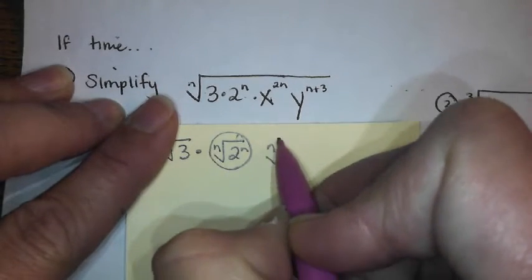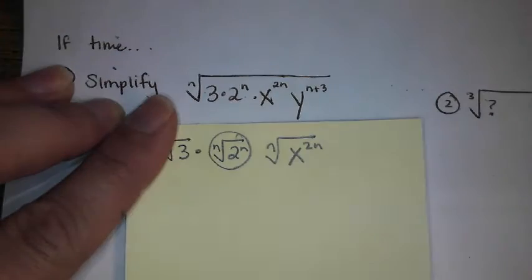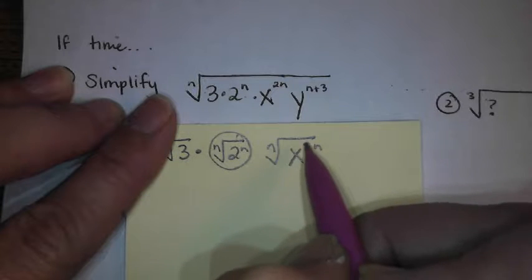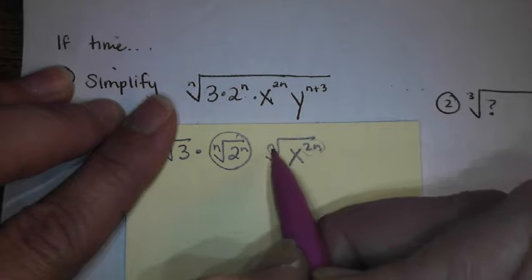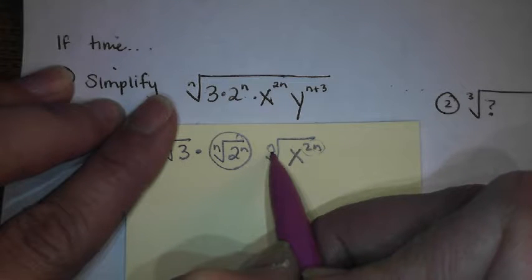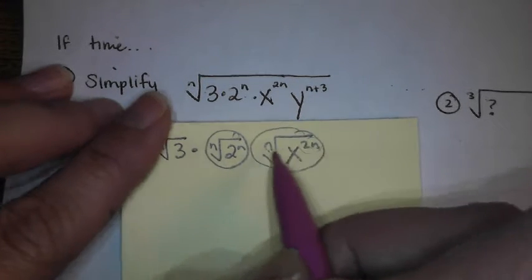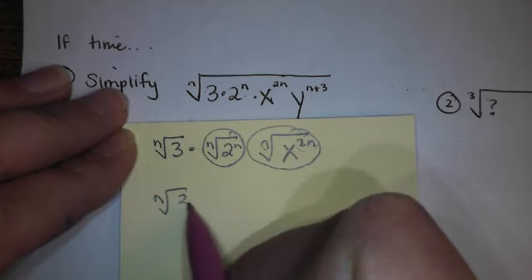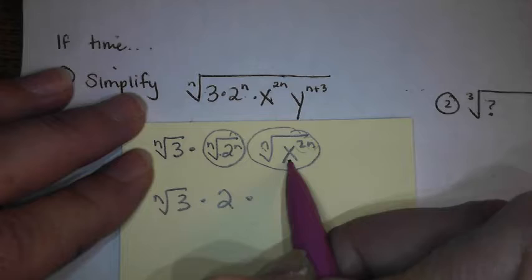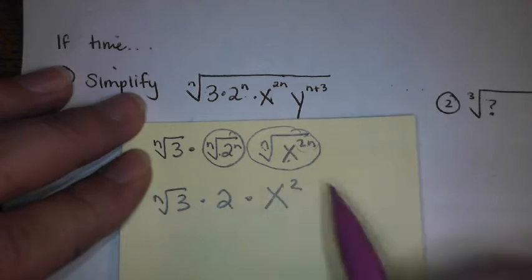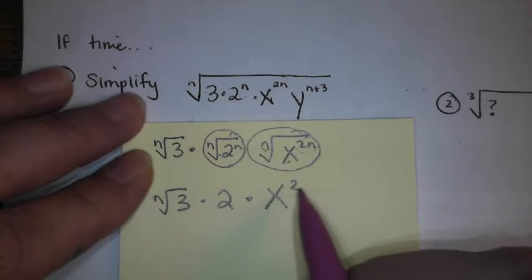The nth root of x to the 2n power. Remember when we're dealing with exponents, we see if this is divisible by that. Is that divisible by that? Yes. So that's going to be able to be reduced. So this is going to be the nth root of 3. You guys just told me that will be 2. This will be x squared. Very good, because this 2n divided by n is 2.